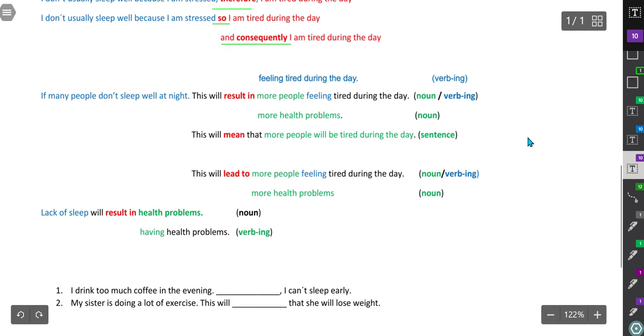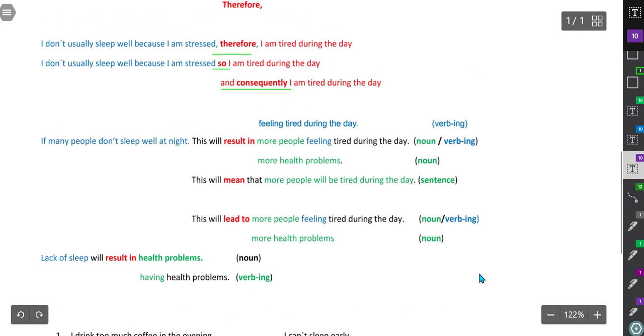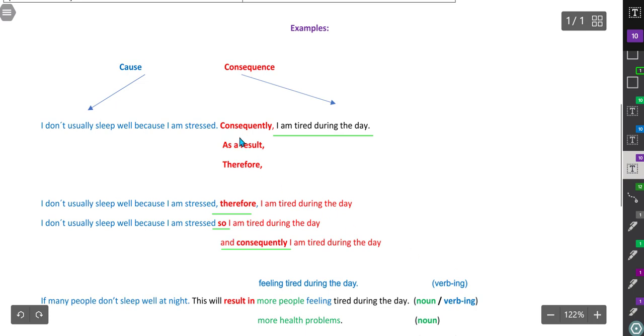For example, let's see, guys, this one. Let's see if you can identify which is the correct. In some cases, maybe there are different possibilities, but in some cases, there is only one possible alternative. For example, this. It says, I drink too much coffee in the evening. What is the consequence? I can't sleep early. Okay, so if you pay attention, I have two different ideas. I have a period. So if we go back, we can use consequently, as a result and therefore.